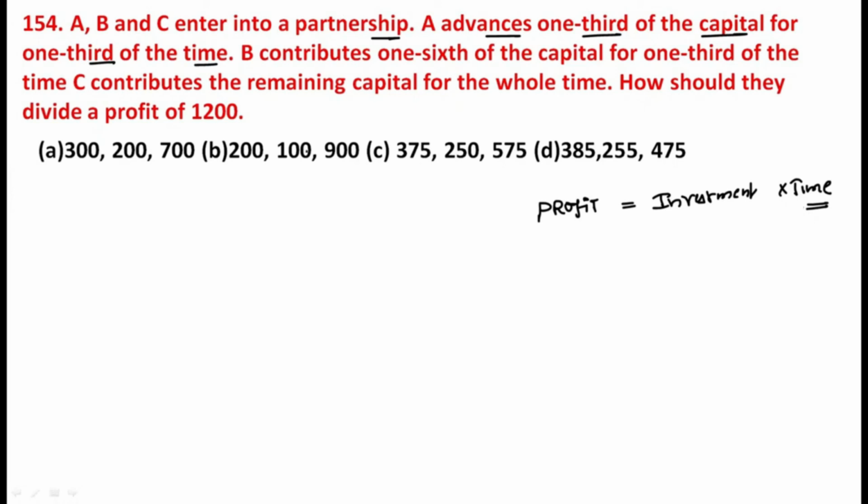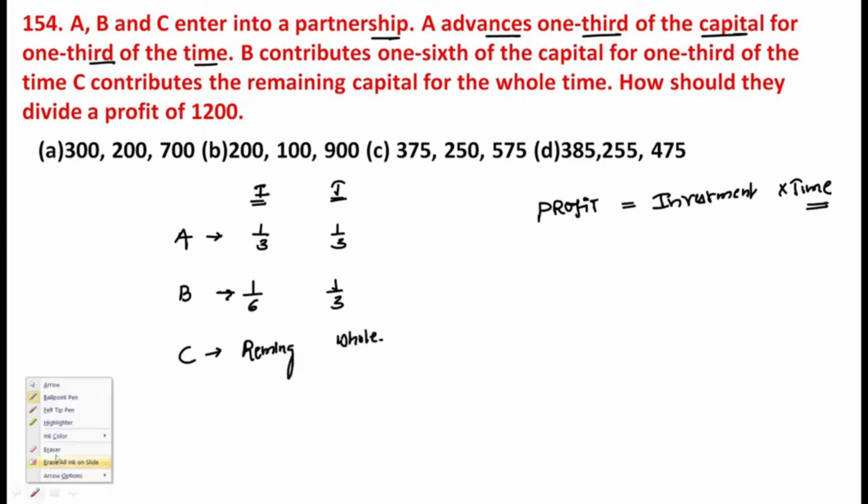I'll go through the information. See, so A invested one third of capital for one third of time. Next one, the other person B contributes one sixth of capital for one third of time. Now again C contributes the remaining capital for the whole time.